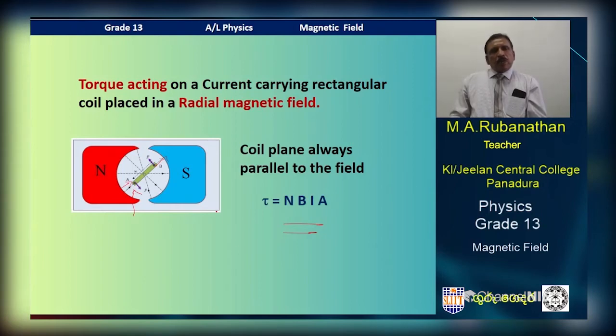See that when the coil turns like this, the magnetic field is always like this. Therefore, at that moment also, the coil is parallel to the magnetic field. If the coil turns anywhere else, at that moment the coil is always parallel to the magnetic field. Therefore, the torque on the coil is NBIA. This is the result we get.